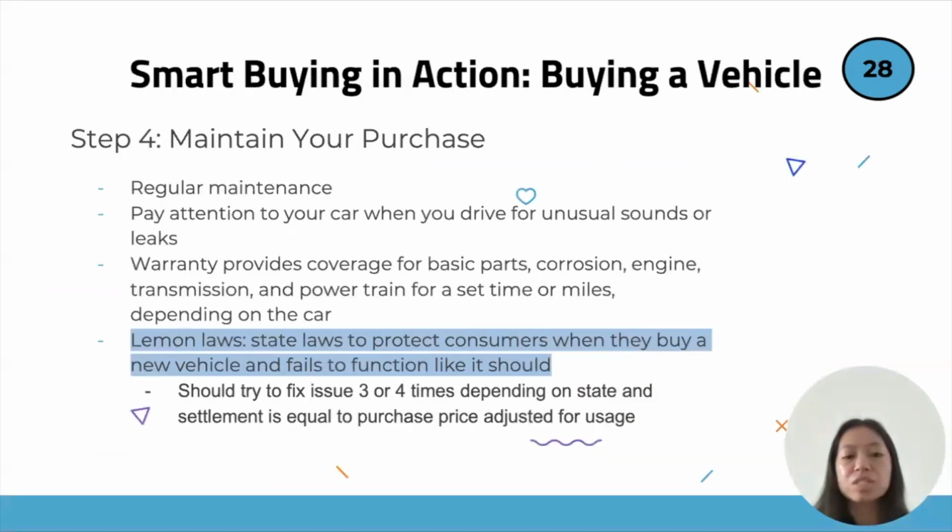Step 4, maintain your purchase. This includes regular maintenance, paying attention to your car when you drive it for unusual sounds or leaks, and the warranty provides coverage for basic parts, corrosion, engine, transmission, and powertrain for a set amount of time or miles, depending on the car. Lemon laws are state laws to protect consumers when they buy a new vehicle and it fails to function like it should. You should try to fix the issue 3 or 4 times depending on the state, and settlement is equal to the purchase price adjusted for usage.